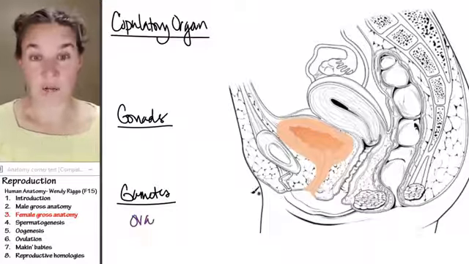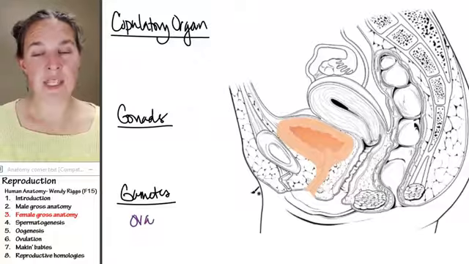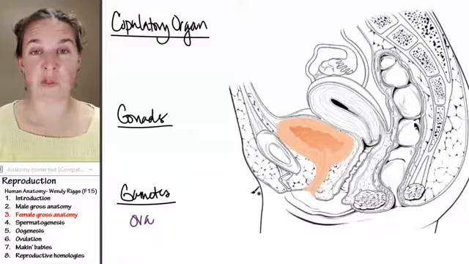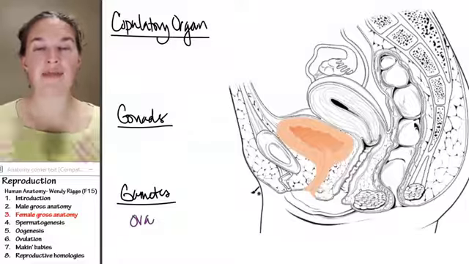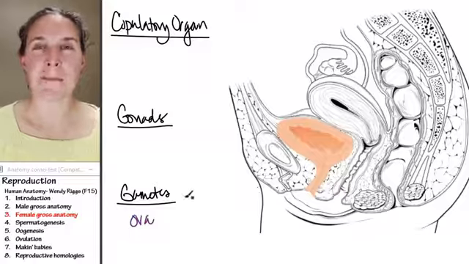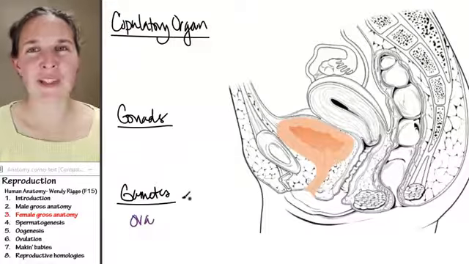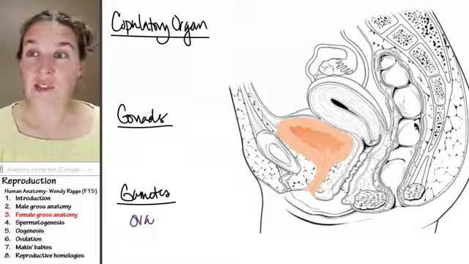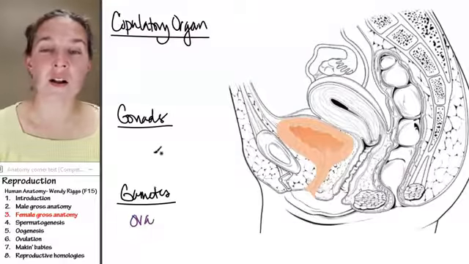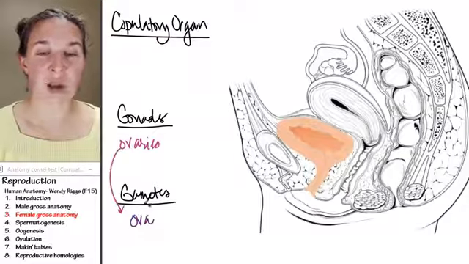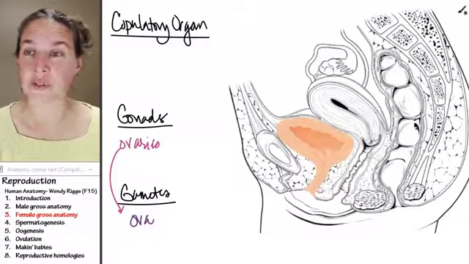Just like sperm, the ovum has 23 chromosomes. It has half the number of chromosomes, which means it's haploid, and that's how we end up making a baby. That cute little baby. Good thing they're cute. The gonads for the ladies are actually ovaries. So this is the site where ova are produced.